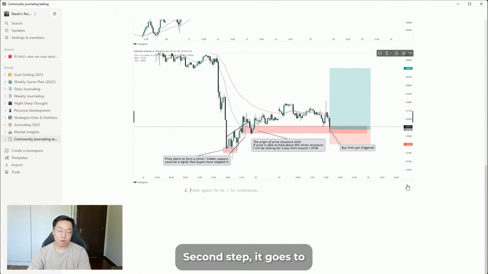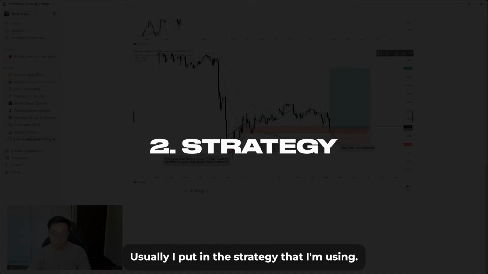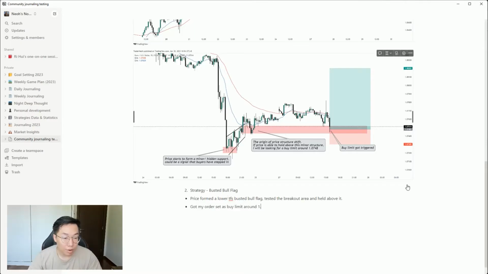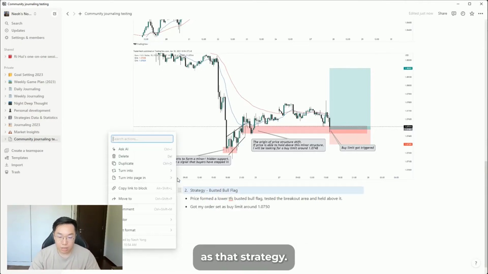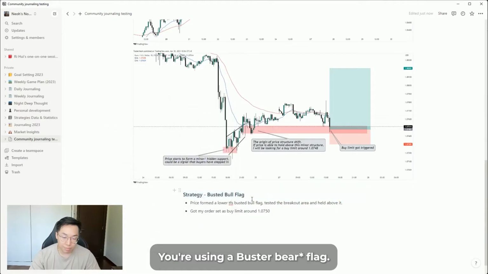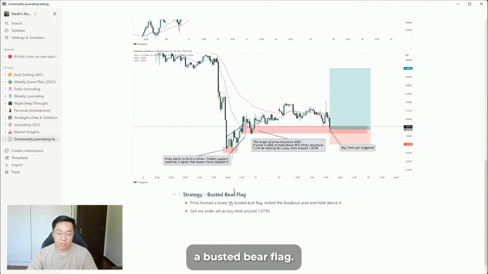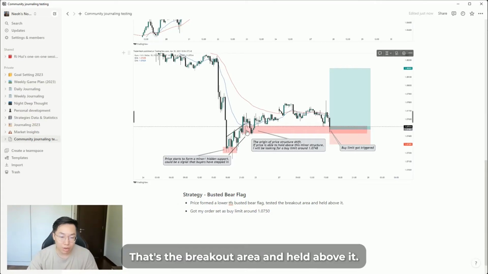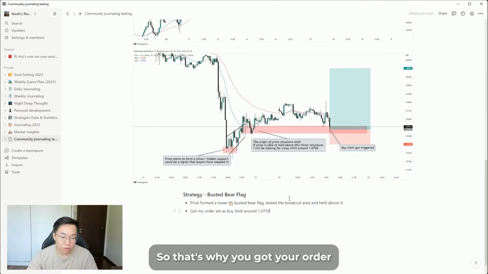Second step, usually I'll put the strategy that I'm using. It could be a simple busted bull flag. Then of course you can add on more points to here. It could be that price formed a lower time frame, busted bear flag. All right, so it could be as simple as that. Price formed a lower time frame busted bear flag, tested the breakout area, and held above it. So that's why you got your order in as a buy limit.